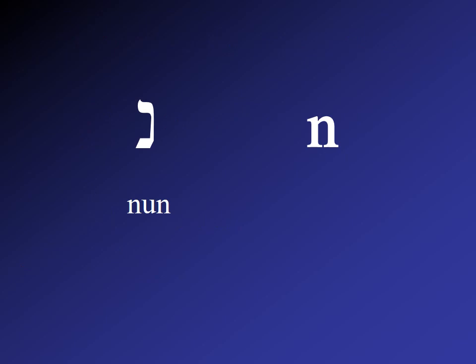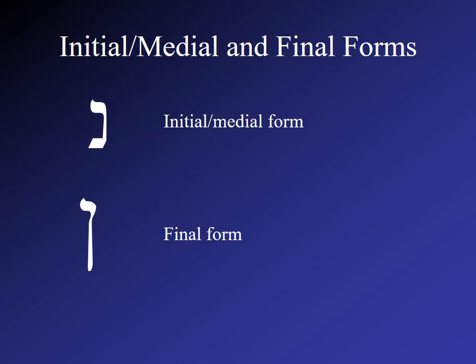Next letter is the nun, pronounced like an English N, nun. The nun also has a final form, so it looks different when it's at the end of a word than when it's in the beginning or in the middle. As with other letters we've seen, the way the final form takes shape is this bottom horizontal drops and becomes a long tail that hangs below the letter. So it still looks like a nun, but its tail has dropped below the line.